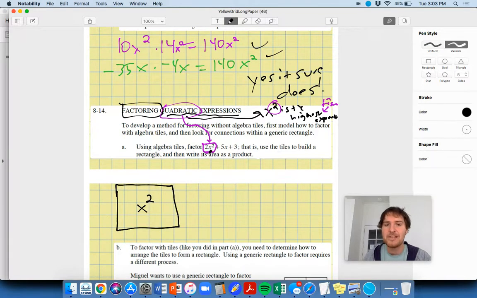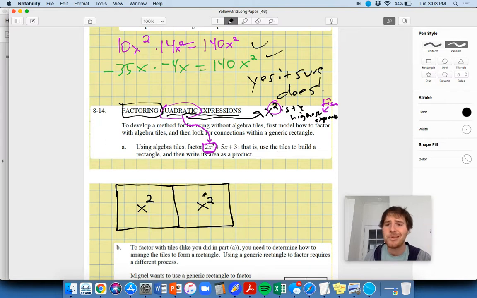So I have an x squared piece here. If there are 2 x squareds, I can either put the x squared right here or right here. It doesn't matter, because I've got 2 x squareds in this corner. It says build it, but we're not in class right now, so we won't build it. Just go ahead and sketch it out. X squared here and x squared here.